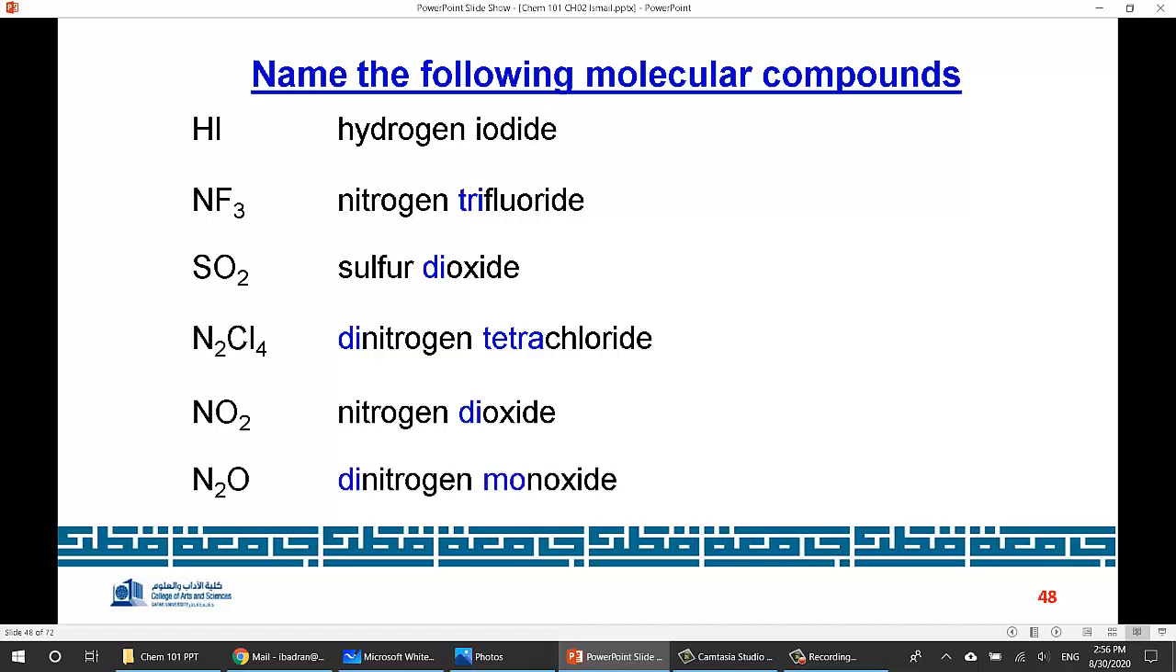Here we have nitrogen making a lot of oxides: NO2, N2O, NO. There are so many nitrogen oxides, and that's why it's important to name them correctly. So the first one is nitrogen dioxide, the other one is dinitrogen monoxide. If you have one element on the right, you must use the mono here. You must use the mono, especially for oxides.